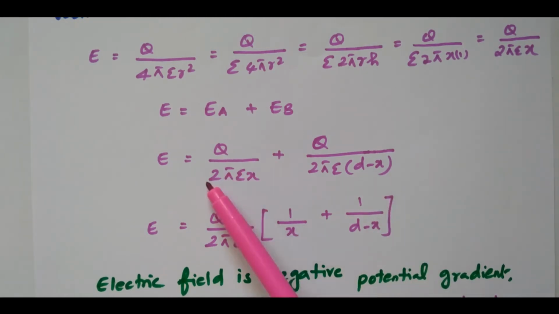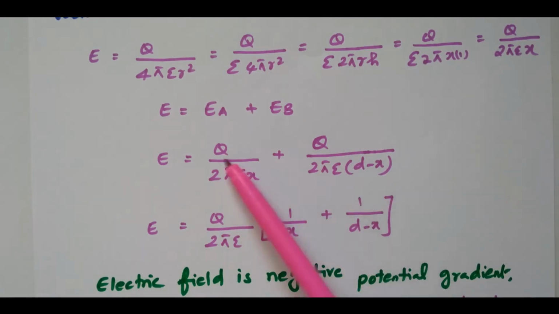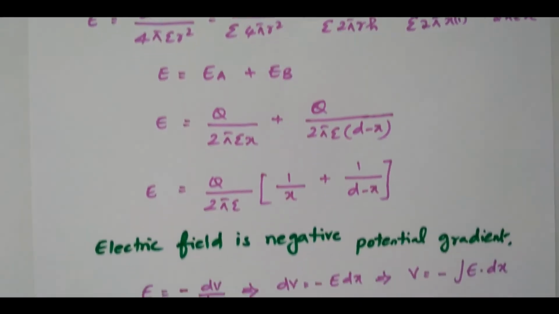Now this Q divided by 2 pi epsilon is a constant, commonly available in both terms, so we can take it outside. So what we got is Q divided by 2 pi epsilon times 1 by x plus 1 by d minus x. Now we have the expression for the electric field. From that we will go to potential, and from the potential we can find the capacitance.